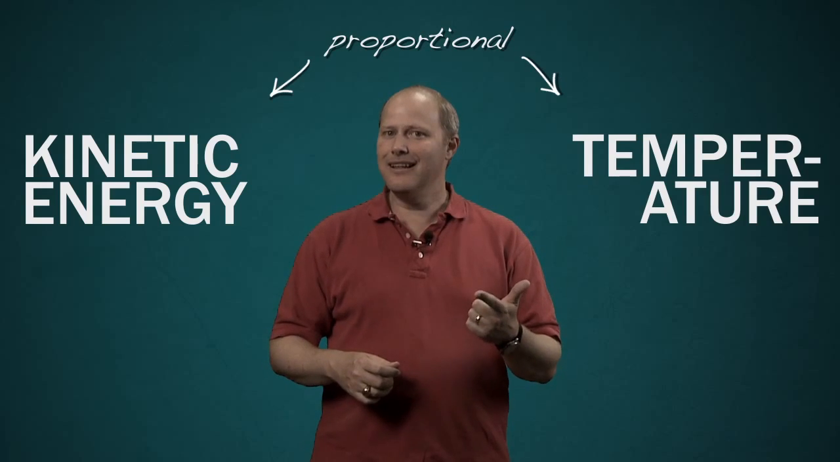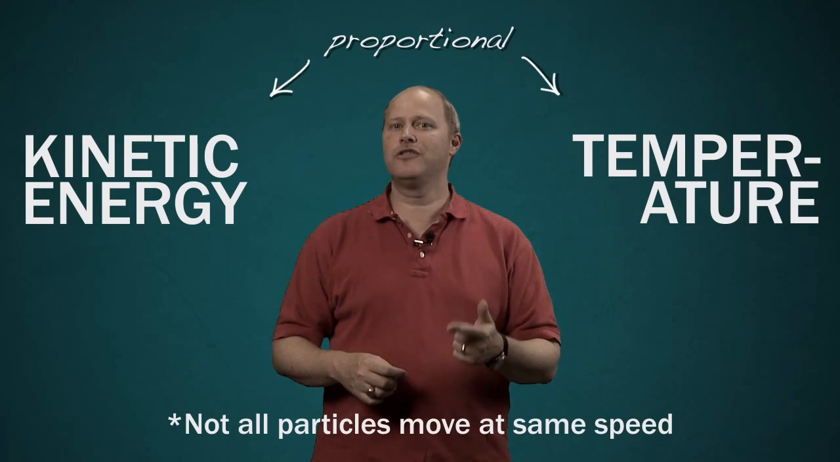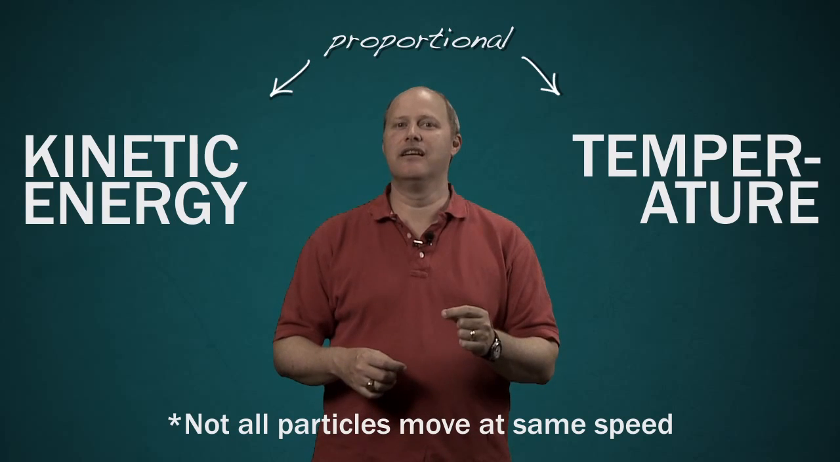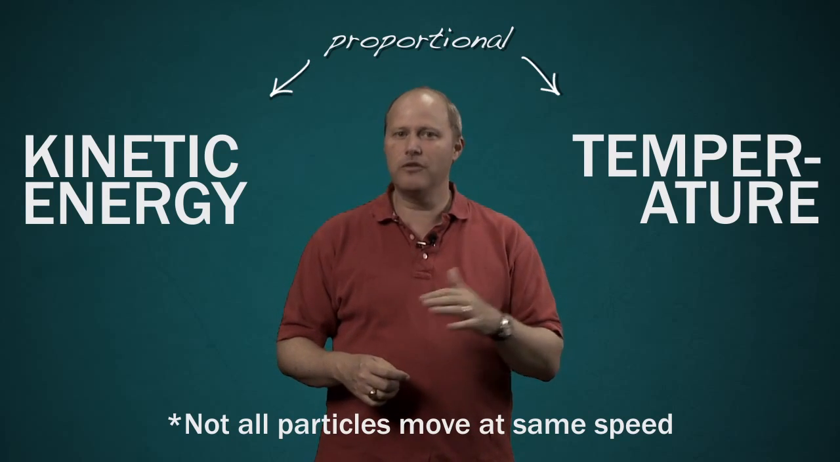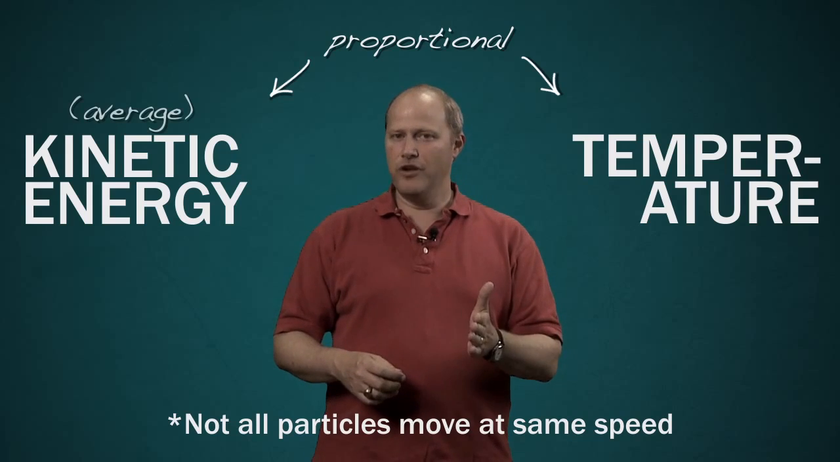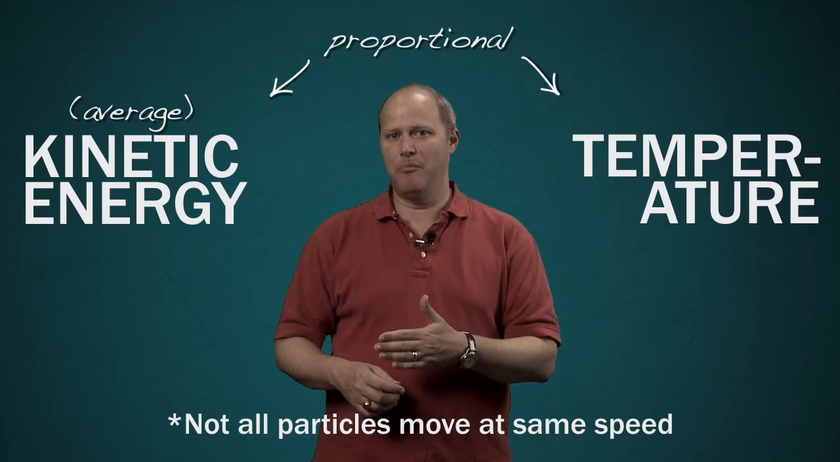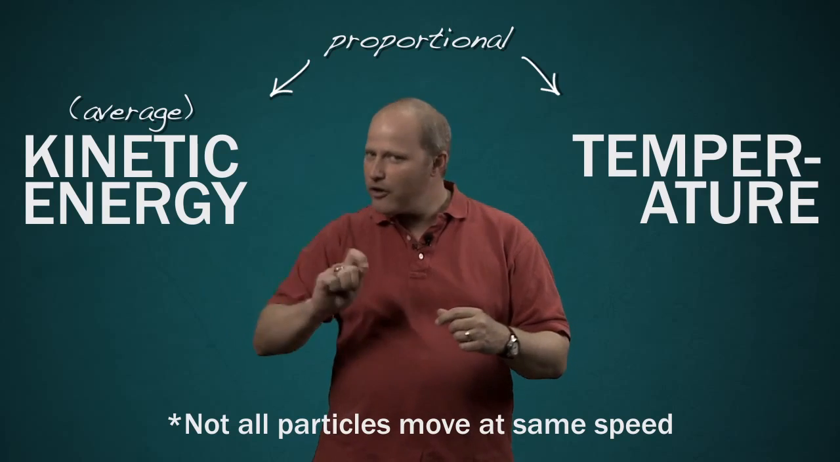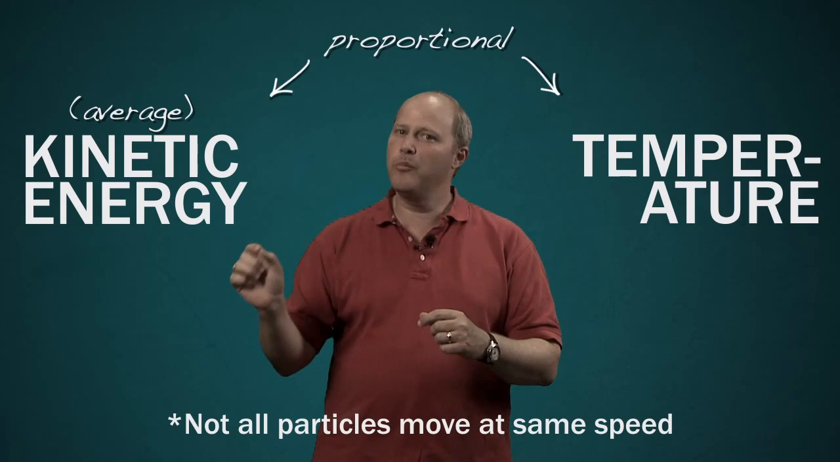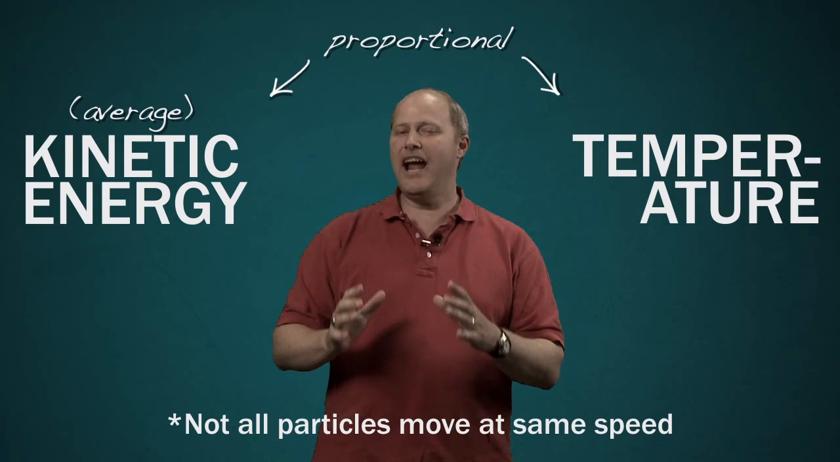The most important thing to take away is that the kinetic energy is proportional to the temperature, but not all particles are moving at the same speed. So when we think about how to model the motions of the particles, the average kinetic energy is proportional to the temperature, but there's a distribution of kinetic energies. So some particles are moving really fast, and some of them are moving very slowly, but on average, we know how fast they're moving.